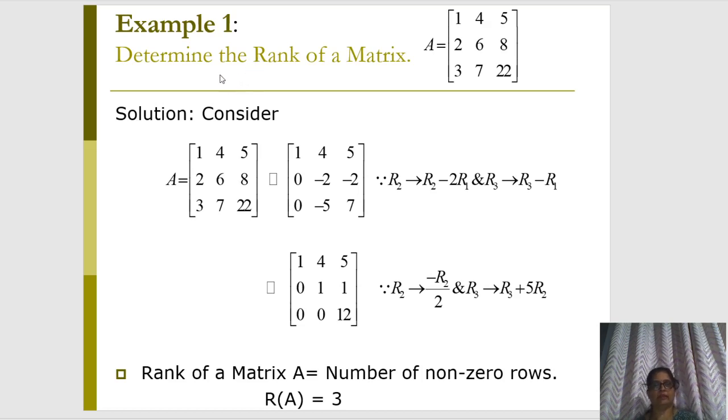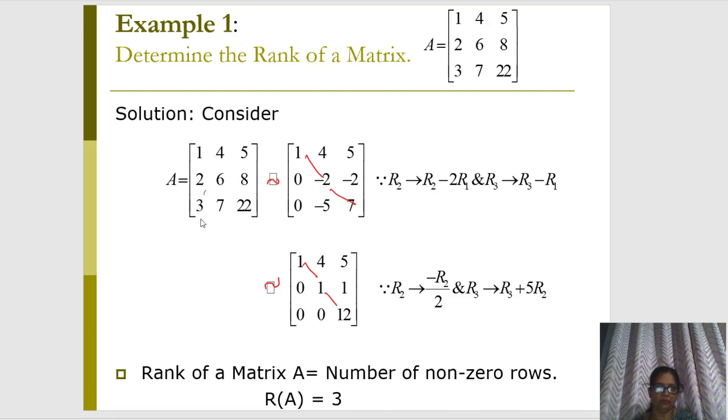We consider one example for determining the rank of a matrix. A matrix is given. Now consider this matrix, and then we reduce this into upper triangular form. Upper triangular form means all elements below the leading diagonal are 0. First we form 0 in the first column, then form 0 using R2 in the second column. In this way we apply the method.